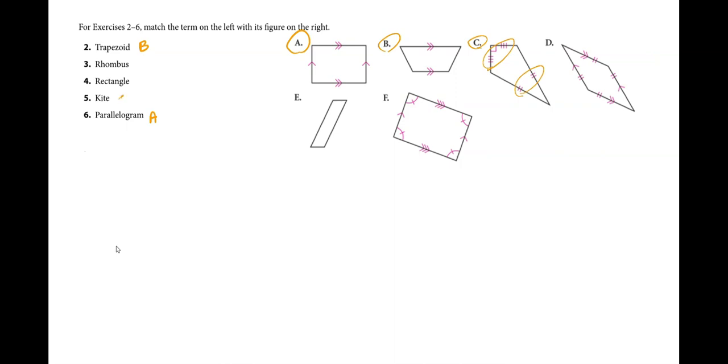So that's C. D has all 4 sides are the same. That's a rhombus. So that's 3 is D. E is just a quadrilateral. We know nothing about it, and there's no quadrilateral listed, so we're not going to use E. And F says we've got 4 angles that are all the same, and so that is a rectangle, so that's F.